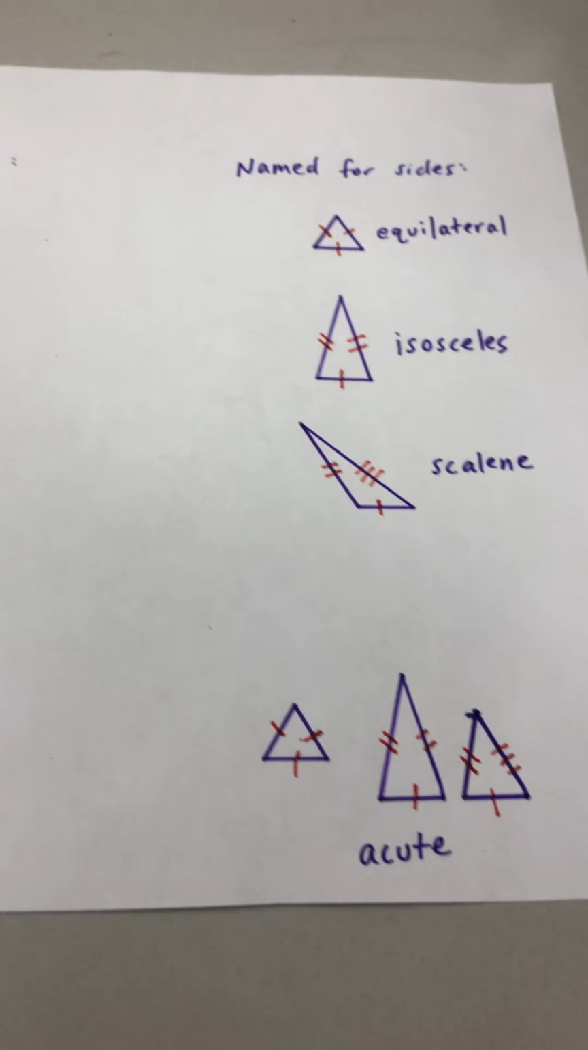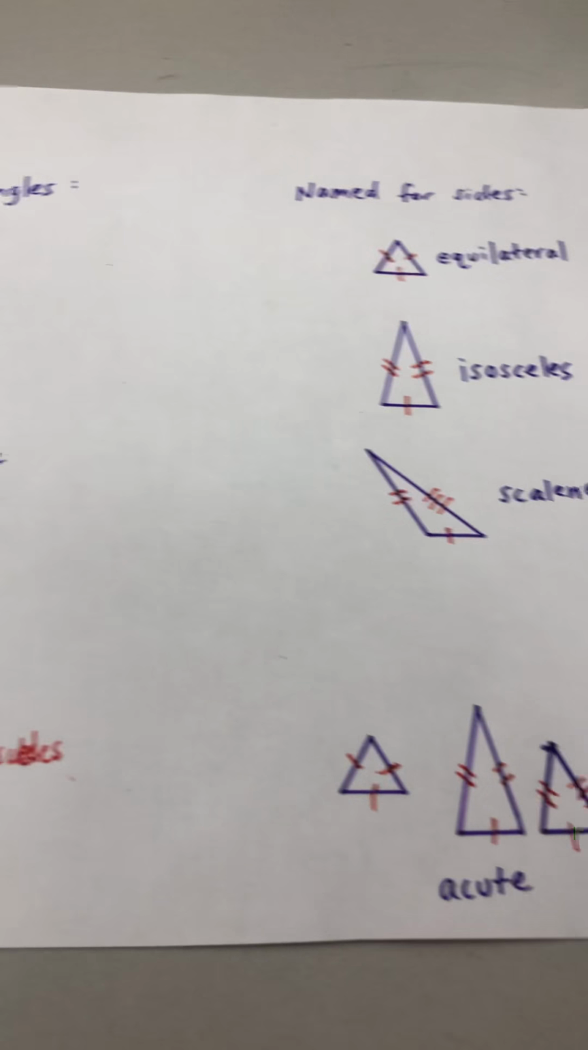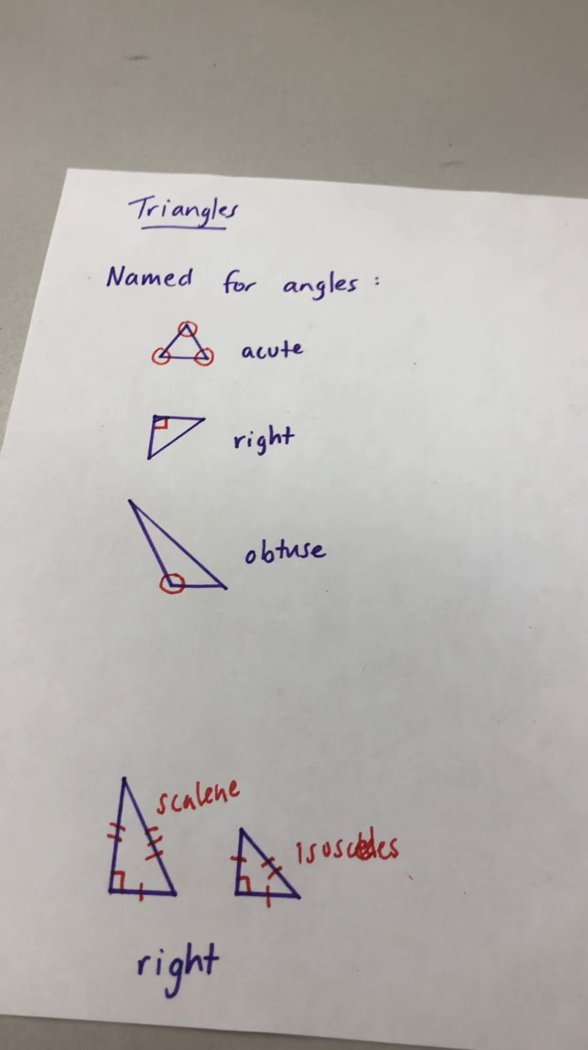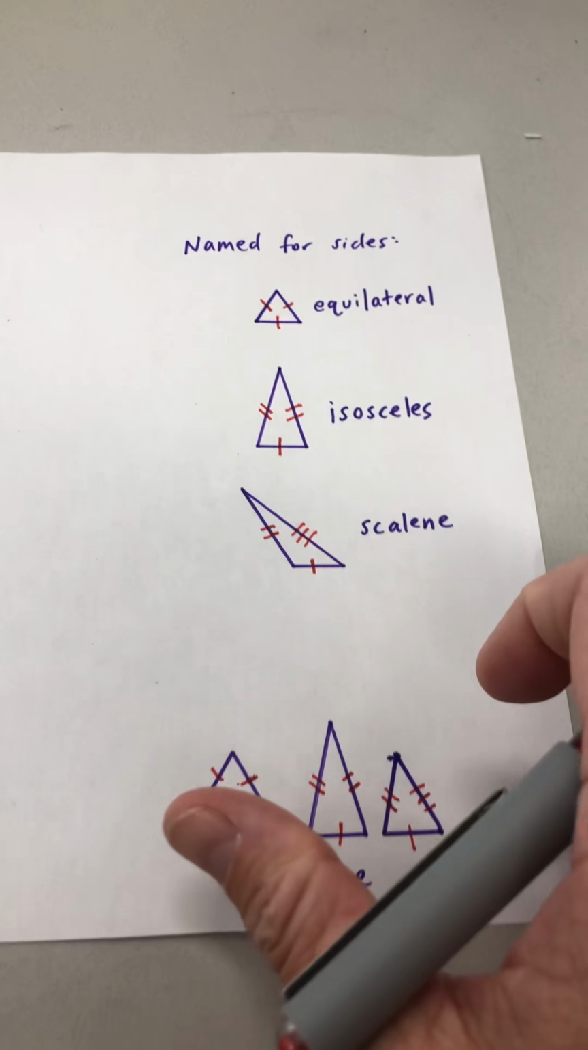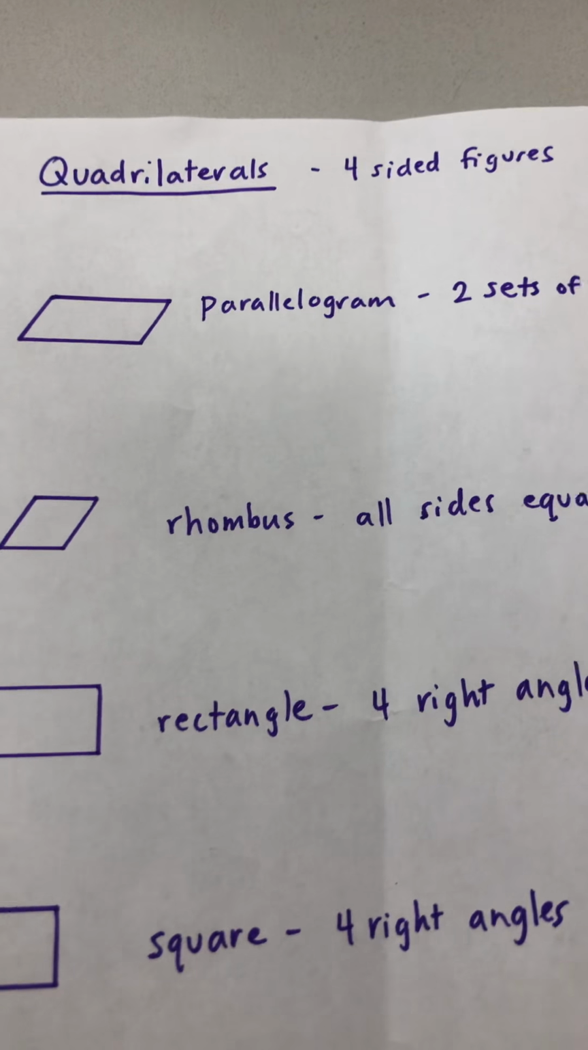So we just want students to recognize basically that triangles can be classified based on their angles, but also can be classified based on their sides. All right, and then the last thing we're going to do this week in building polygons is quadrilaterals.